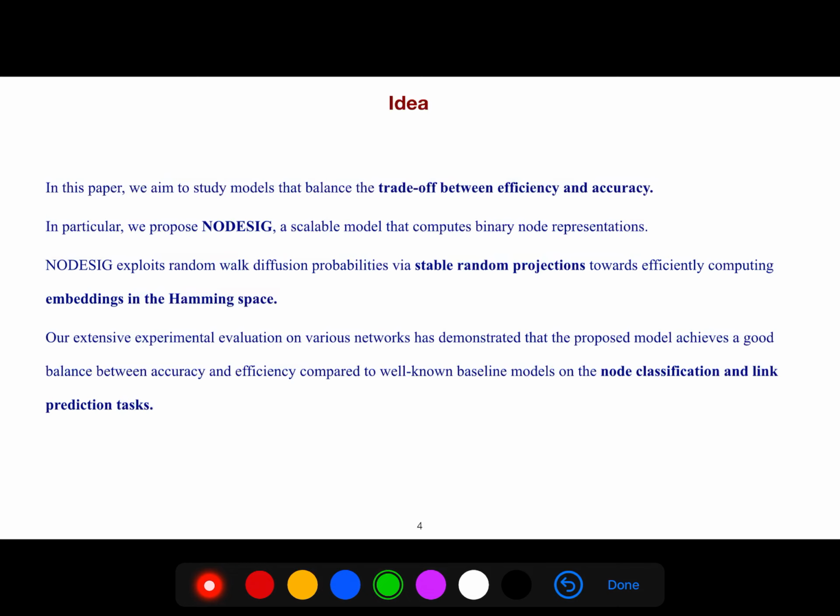So we propose NODESIG, a scalable model that computes binary node representations. It exploits random walk diffusion probabilities via stable random projections toward efficiently computing embeddings in the Hamming space. Our extensive experimental evaluation in various networks has demonstrated that the proposed model achieves a good balance between accuracy and efficiency compared to well-known baseline models on the node classification and link prediction tasks.